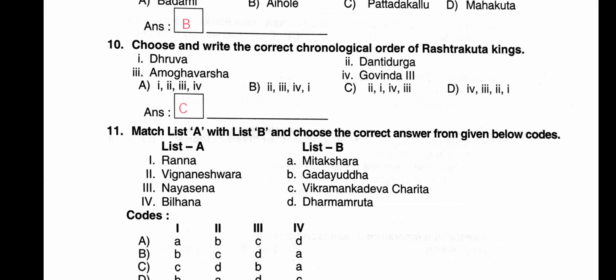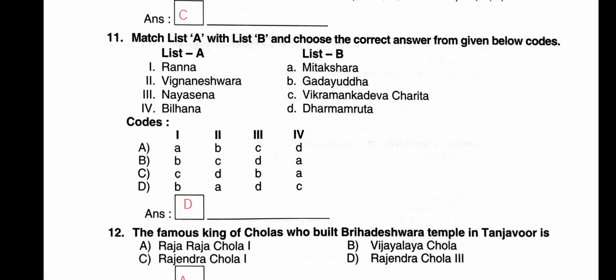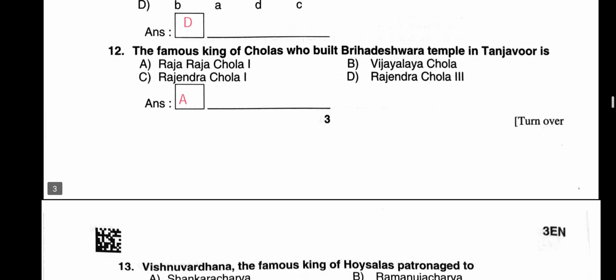Choose and write the correct chronological order of Rashtrakuta kings. The right option is option C. First was Dantidurga, then came Dhruva, then came Govinda III and then Amoghavarsha. So option C is the right answer. Match the following. Option D is the right answer.